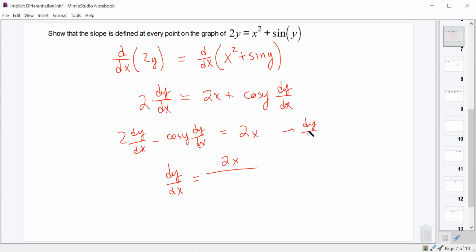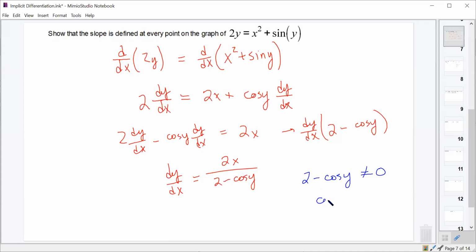If we take out the dy dx, right? What do we have there? We have 2 minus cosine y, right? Yeah, 2 minus cosine y. Okay, so we got to factor that out. Treat dy dx as if it's just a singular variable there. So we'll divide by the 2 minus cosine y. And we want to show that the slope is defined at every point. Well, what would make the slope undefined? If the denominator equaled 0. So 2 minus cosine y, we want to show that that can't be 0.